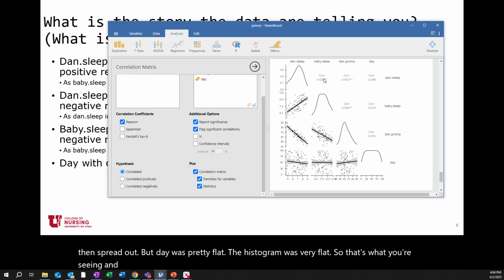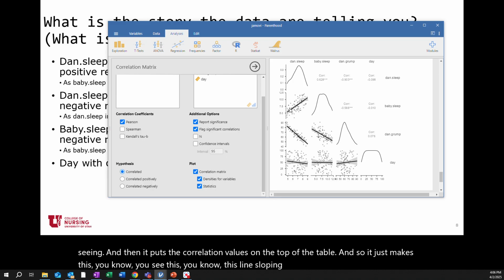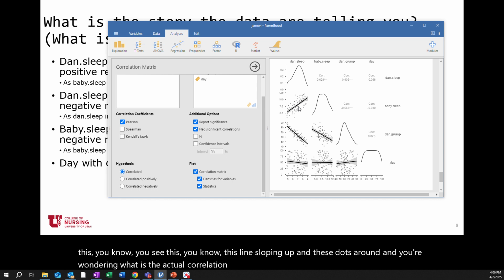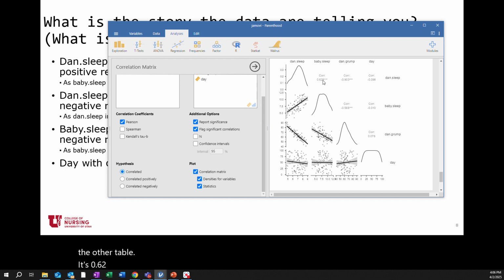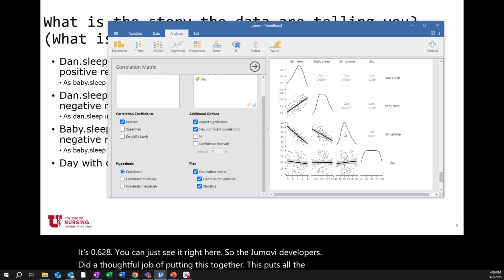And then it puts the correlation values on the top of the table. So you see this line sloping up and these dots around, and you're wondering, well, what is the actual correlation for that, rather than make you scroll up and look at the other table. It's 0.628. You can just see it right here. So the Jamovi developers did a thoughtful job of putting this together. This puts all the information you'd want to see. So something nice to look at.